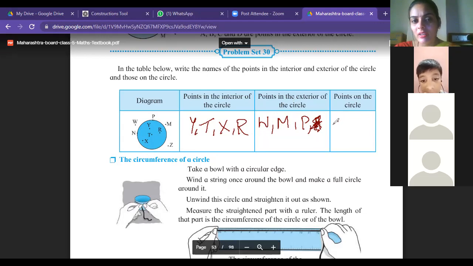So here P and N. So now see, Y, T, X are the interior, whereas outside which points are there? W, Z and M. Now on the circle can you see P and N? Clearly now?